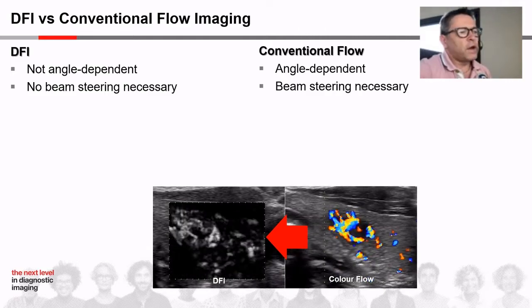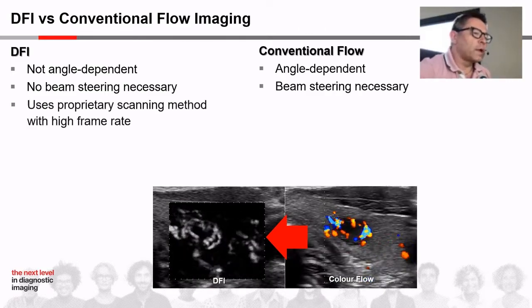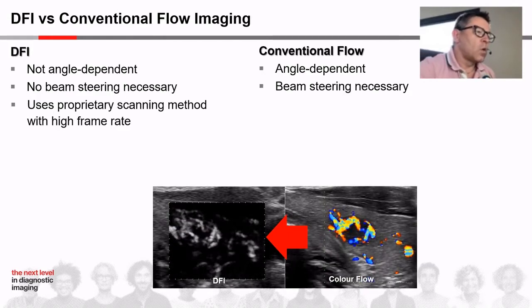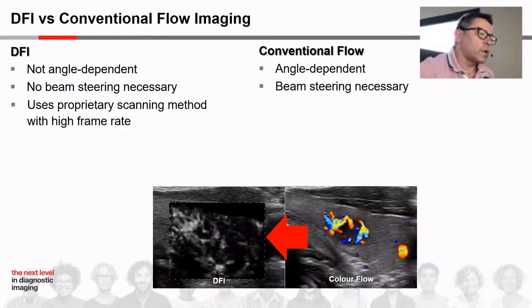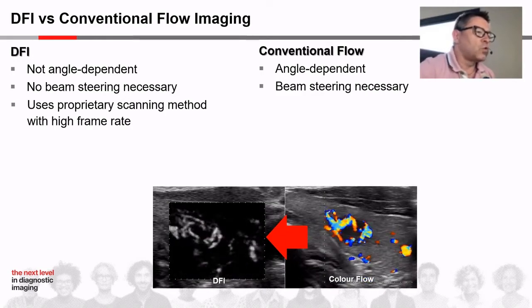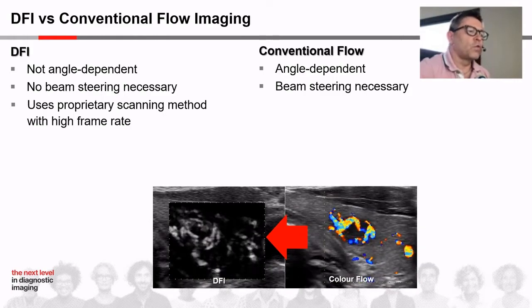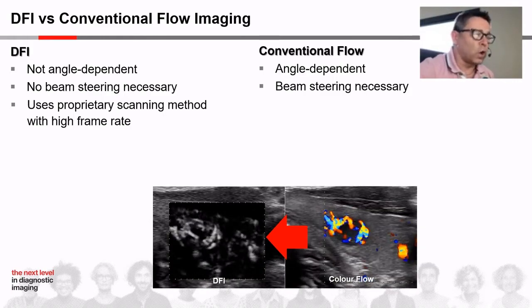And finally, DFI detects motion artifact and micro blood flow using a proprietary DFI scanning method, with very high frame rate. And high frame rate helps to detect motion artifacts due to their cyclic nature and can reduce the contamination of useful slow blood signal.